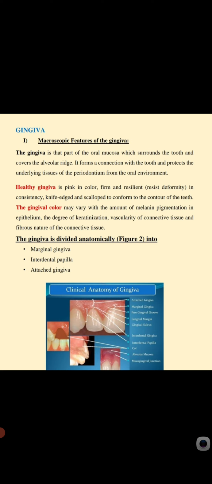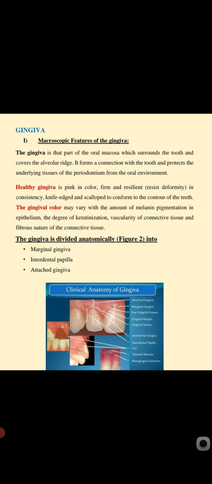Now first, in macroscopic features of gingiva, how do we define the gingiva? The gingiva is the part of the oral mucosa which surrounds the tooth and covers the alveolar ridge. It forms a connection with the tooth and protects the underlying tissue of the periodontium from the oral environment. Meaning, it is a barrier between periodontium and oral environment.